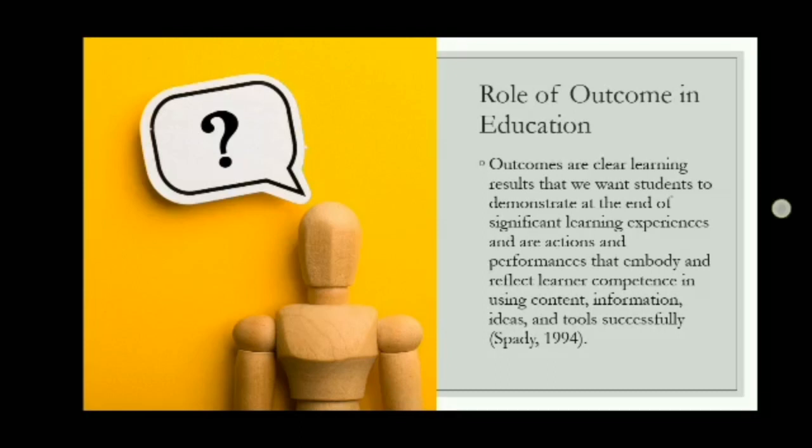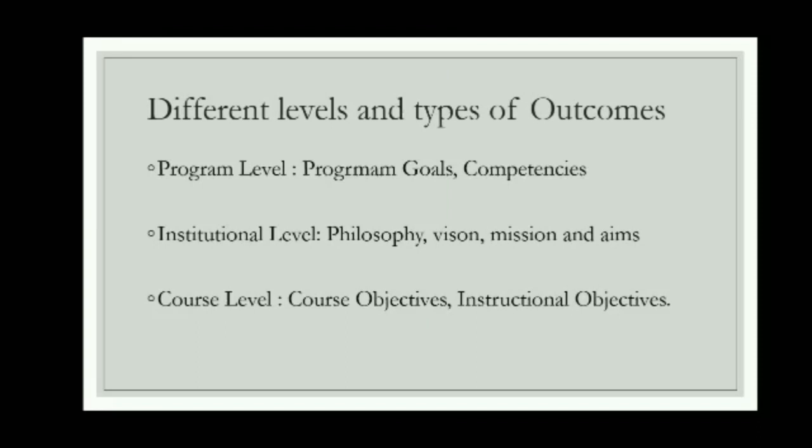Now there are different levels and types of outcomes. We have the program level, the program goals and competencies. This mainly focuses on the students and staff. The institutional level, its philosophy, vision, mission, and aims. So meaning this focuses on the educational institution or the school. The course level, the course objective, instructional objectives. It focuses on the curriculum. Okay?